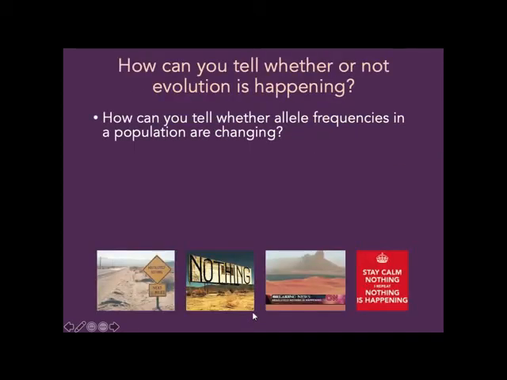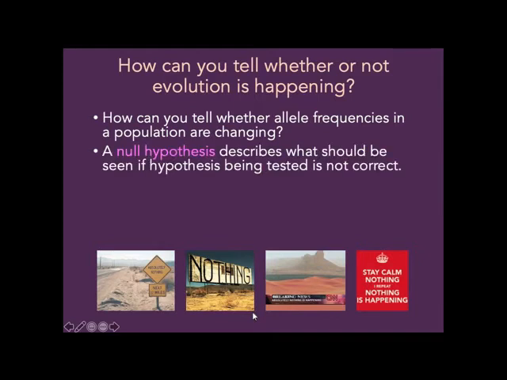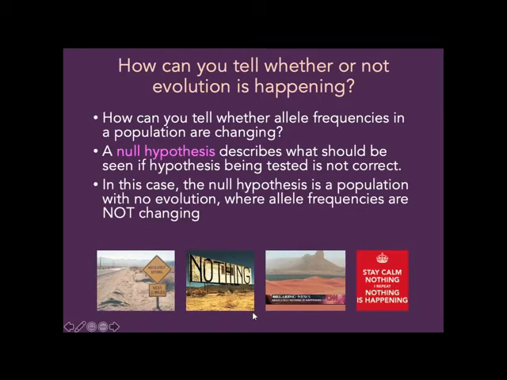If you think evolution is happening in a population, how can you tell? Basically, you're going to look at whether the allele frequencies in a population are changing. Are there more big A's than there were in the past? What you need is a null hypothesis. This is a hypothesis that describes what should be seen if the hypothesis you're testing is not correct. In this case, the null hypothesis is a population with no evolution, a population where allele frequencies are not changing. And the null hypothesis for no evolution is the Hardy-Weinberg principle.